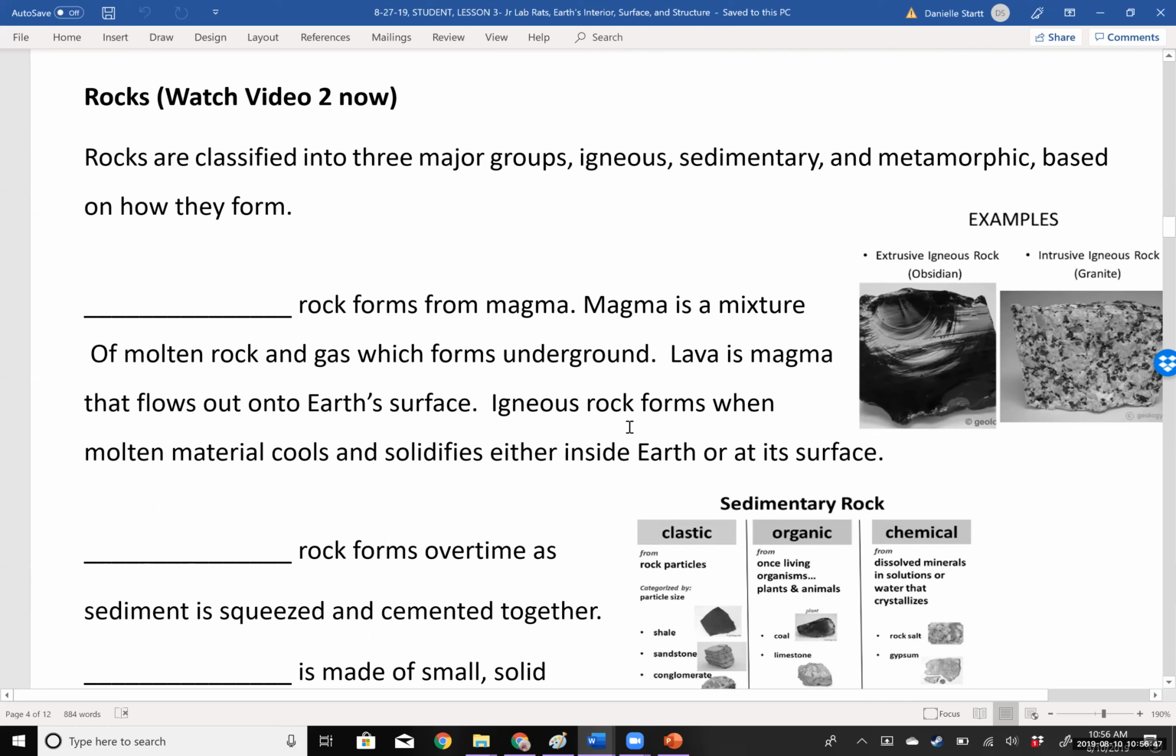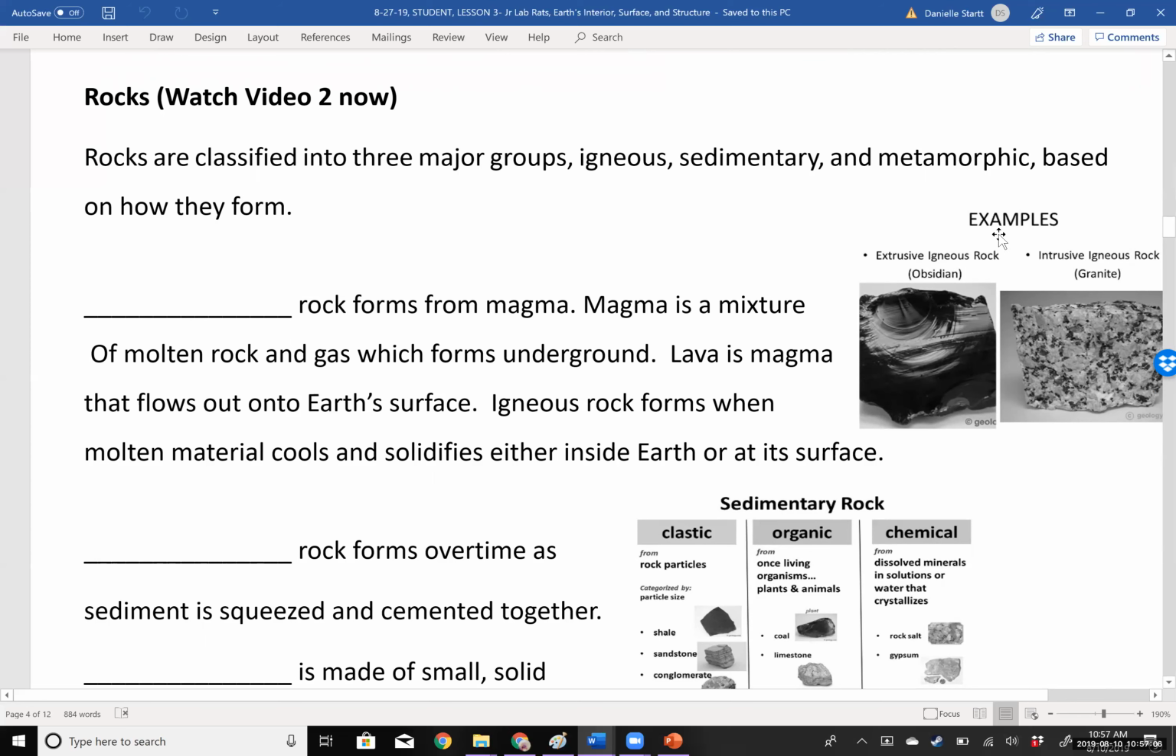Igneous rock forms when molten material cools and solidifies either inside Earth or at its surface. When it solidifies inside the Earth, it's called an intrusive rock. And when it solidifies outside the Earth, it's called an extrusive rock. And here are some examples.